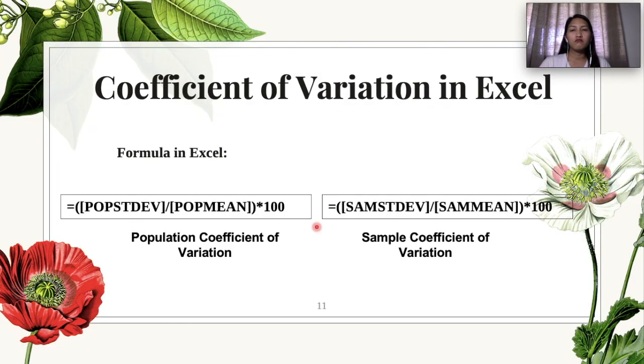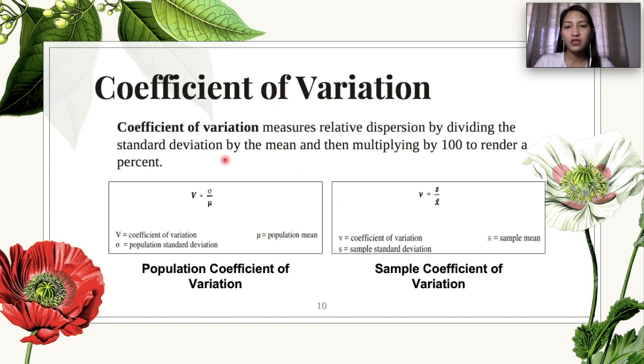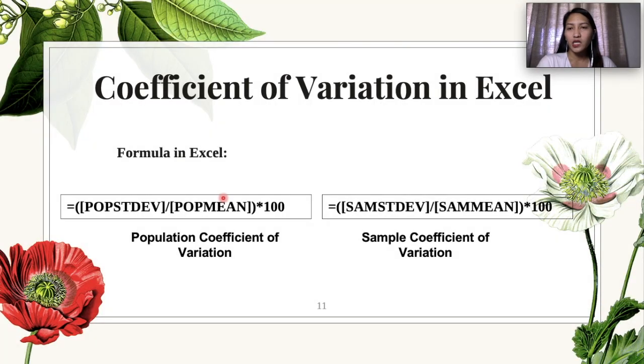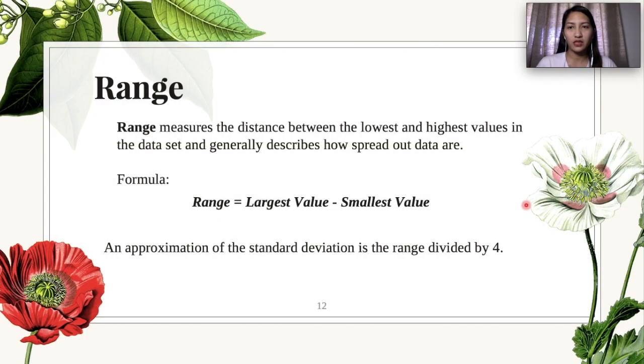So, from this formula, i-multiply mo pala to, by the way, sa 100 para makuha mo yung percentage. So, therefore, the formula in Excel is that you will first get the standard deviation. If that is for population coefficient of variation, kukunin mo yung population standard deviation divided by the population mean, multiply it by 100. Tapos, sa sample coefficient of variation naman, sample standard deviation yung kukunin mo naman, divided by sample mean, multiply it by 100.